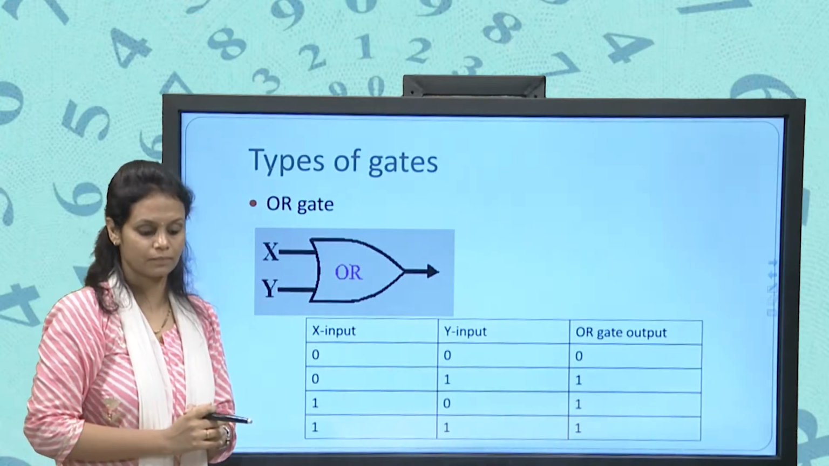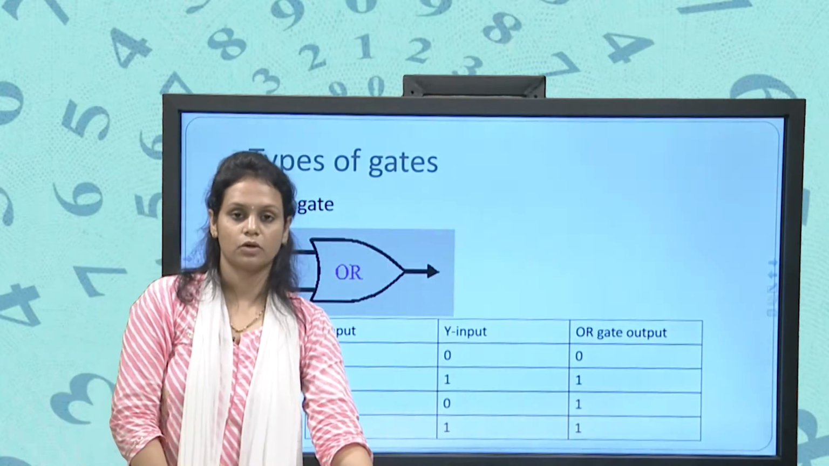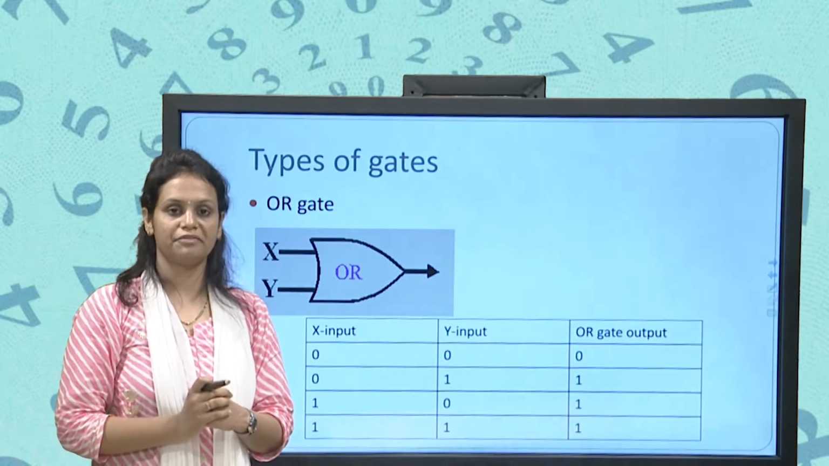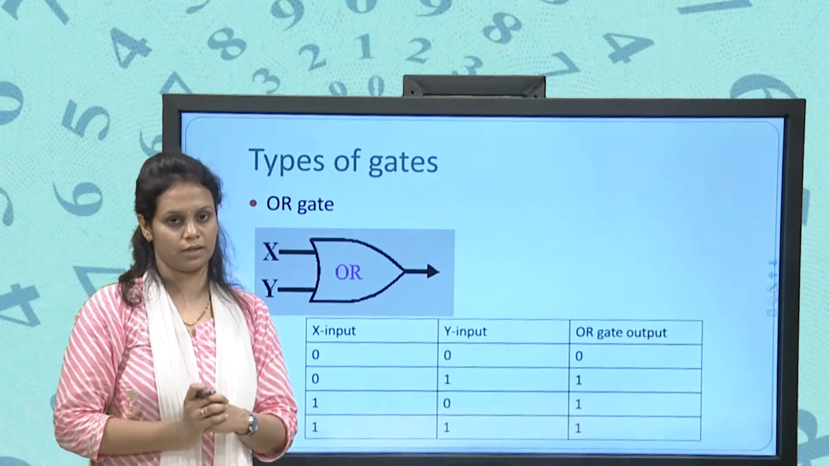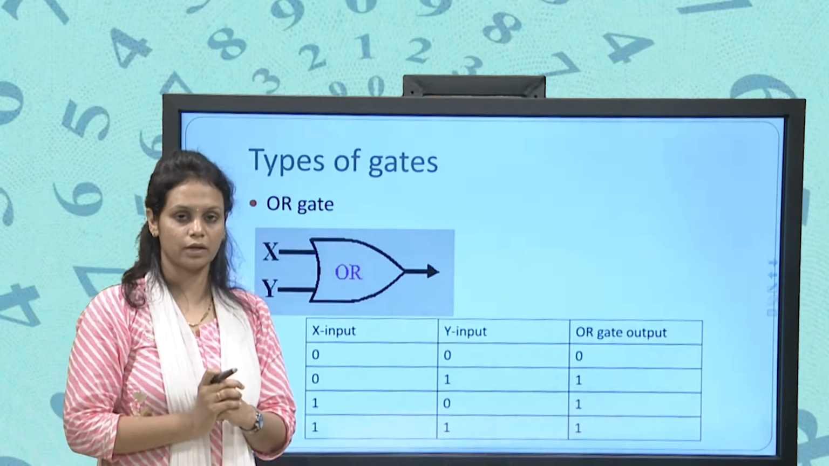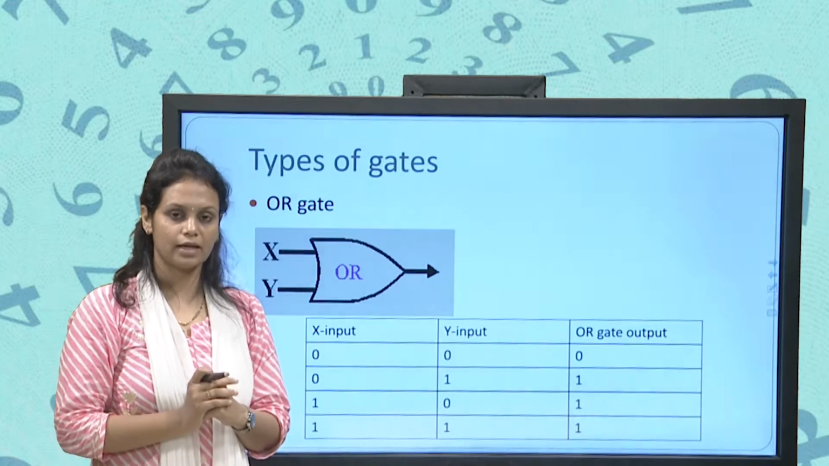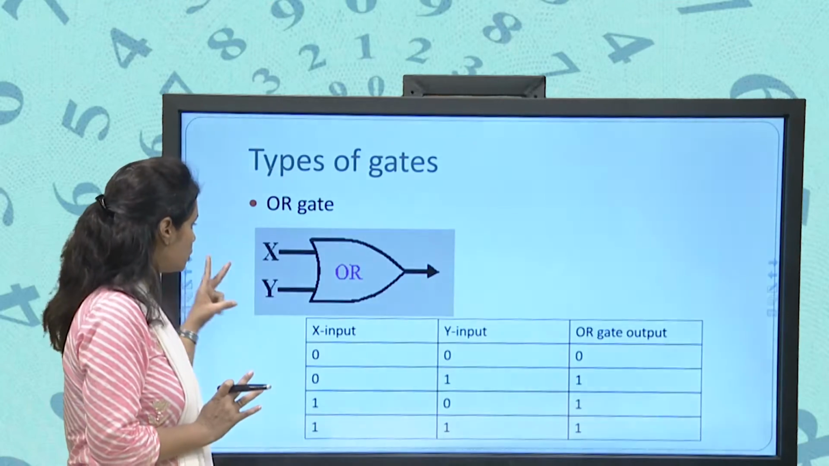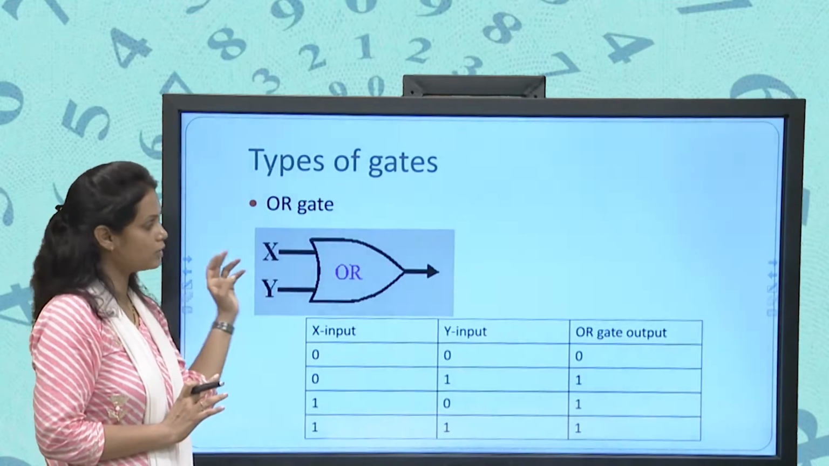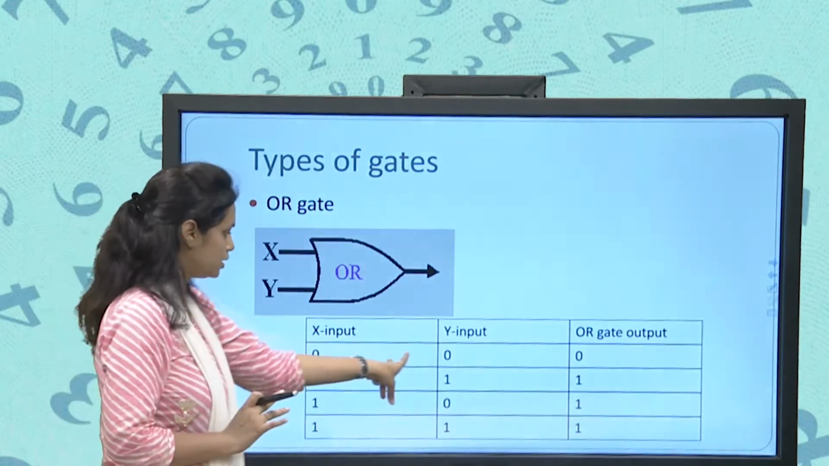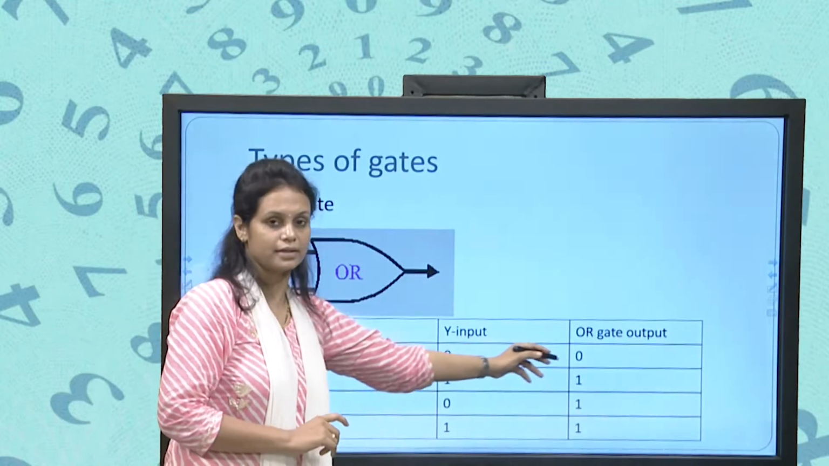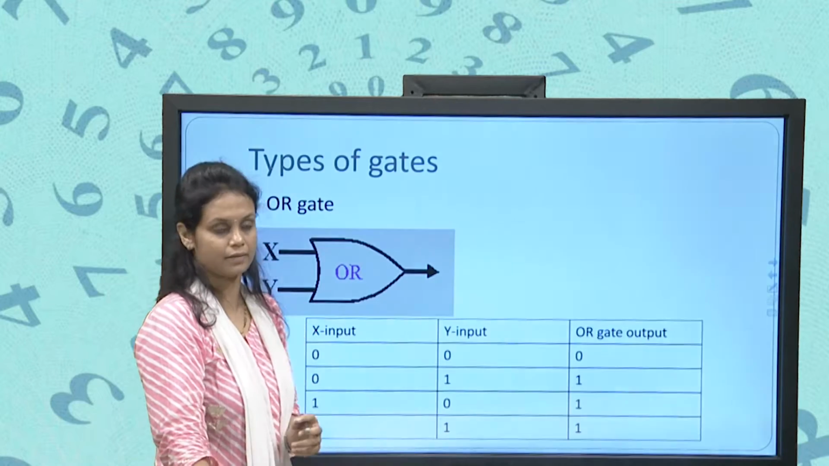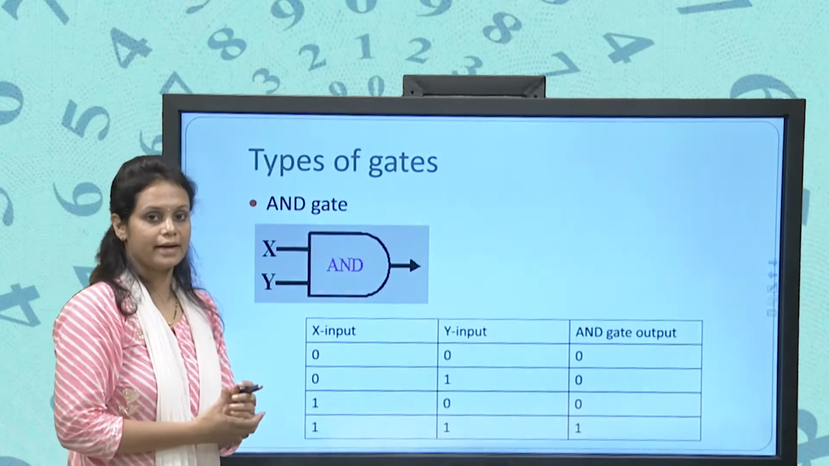I am repeating what is in the OR gate. The OR gate will give output 1 if any one of the inputs is 1. That means, if both the inputs are 0, then only the output is 0, otherwise it is 1. Fine. Next is the AND gate.